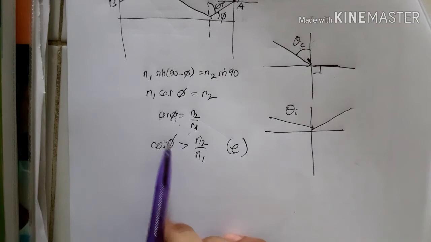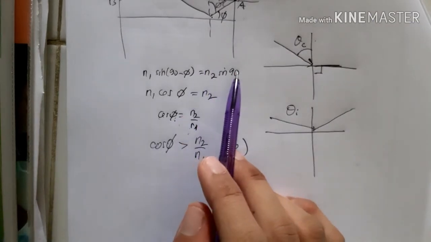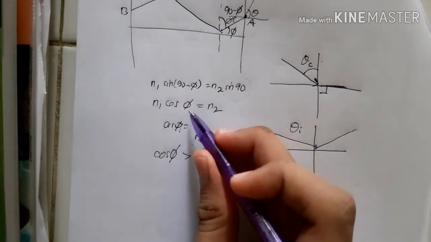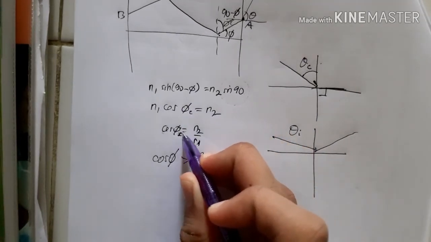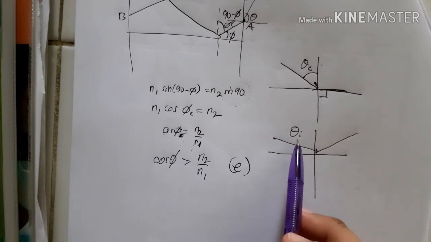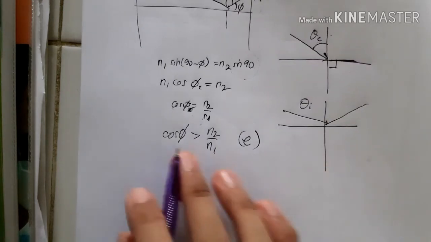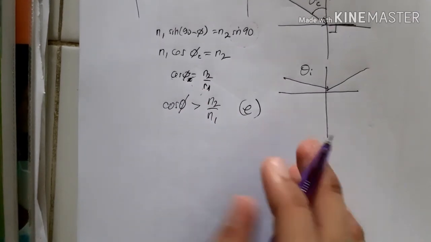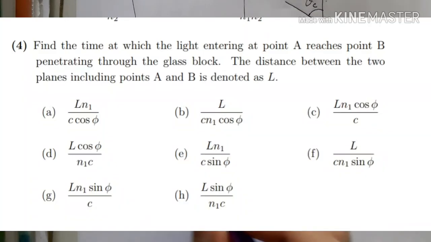Okay, so you got it, that we assume that it's 90 degrees, right? And we assume that this is a critical angle. But for the internal reflection to happen, this angle should be bigger, right? Therefore, it is greater than n2 divided by n1. Okay, so number 4 now.